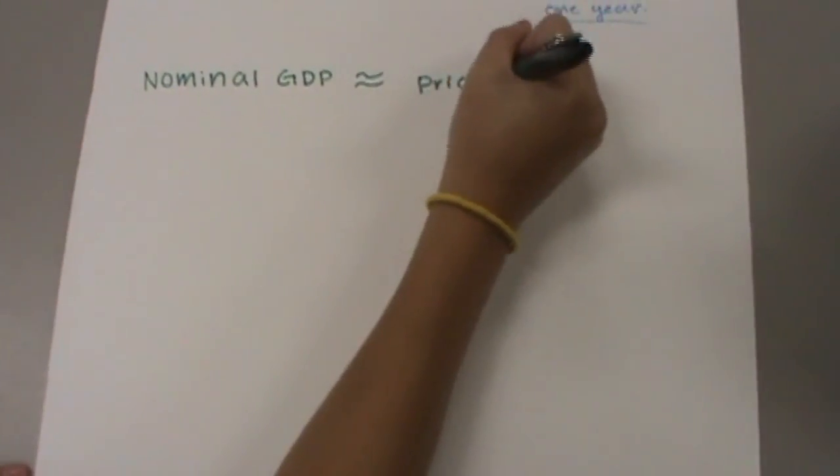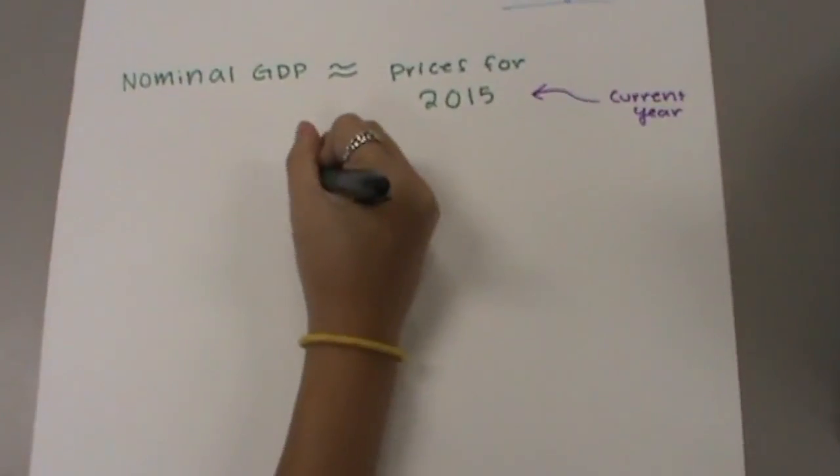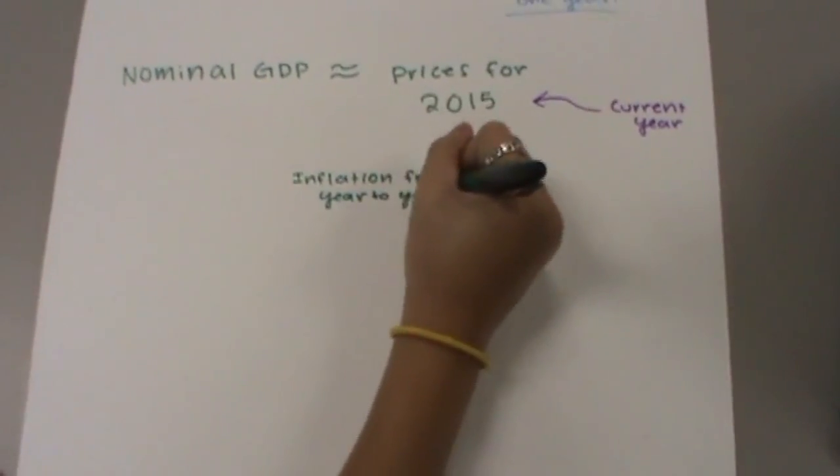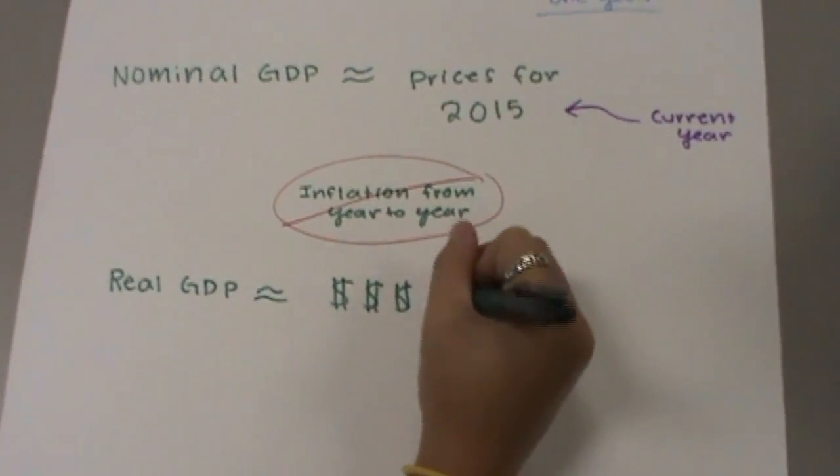Nominal GDP is GDP measured in current prices. It does not account for inflation from year to year. Real GDP is GDP expressed in constant or unchanging dollars. Inflation is adjusted to real GDP.